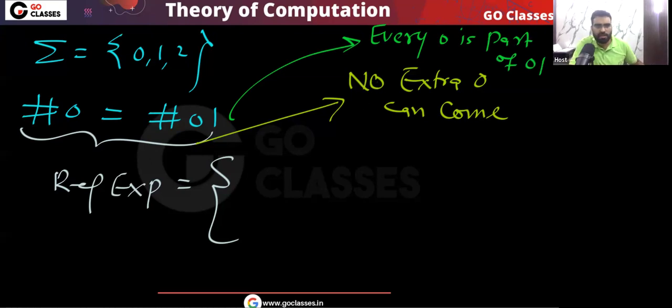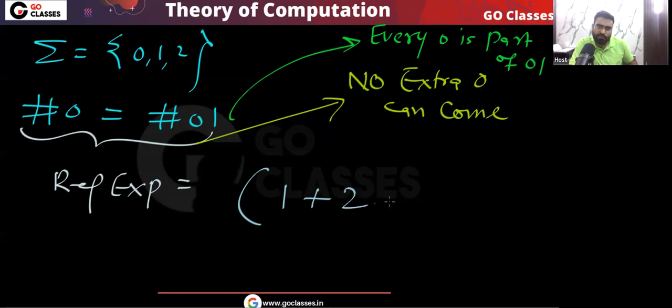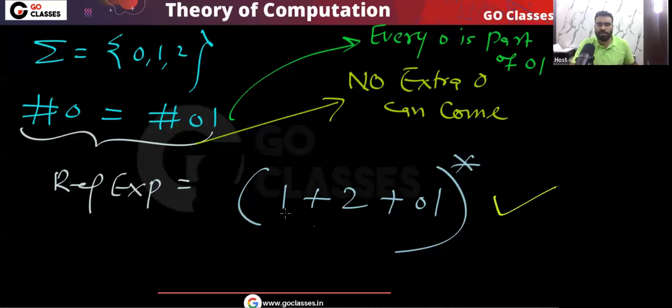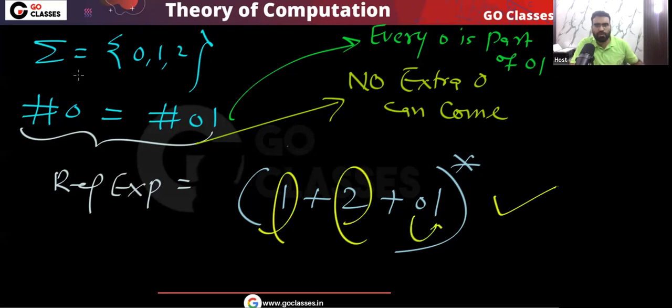Okay, is this clear? So finally, what will be your regular expression? Remember, this 1 can repeat freely, 2 can repeat freely, and 0 will come as a part of (0, 1) whole star. This is the regular expression. 1 can repeat freely, 2 can repeat freely, and this 0 is part of 0, 1. Please tell me, did you understand this? So this language is regular.